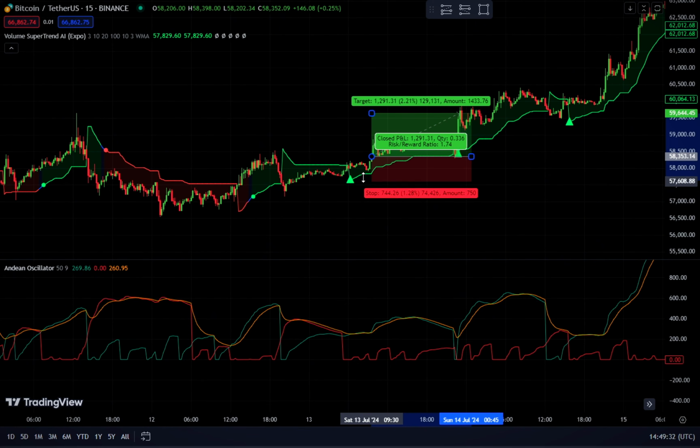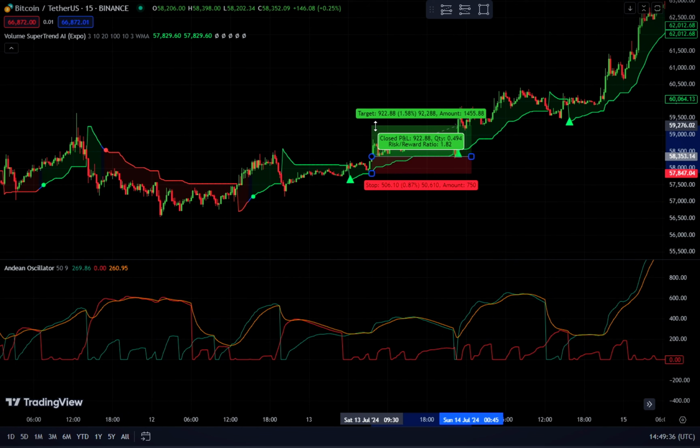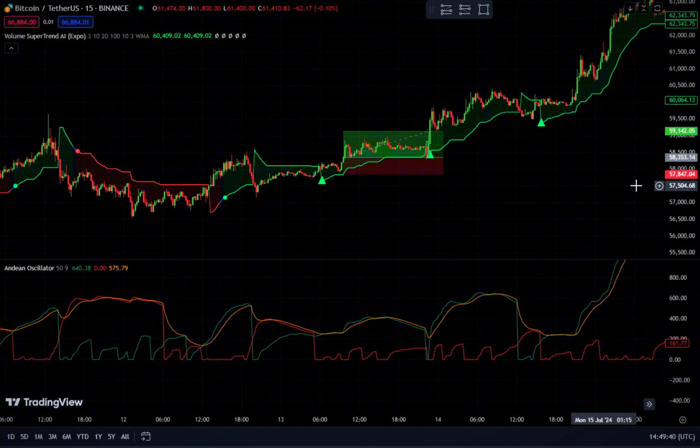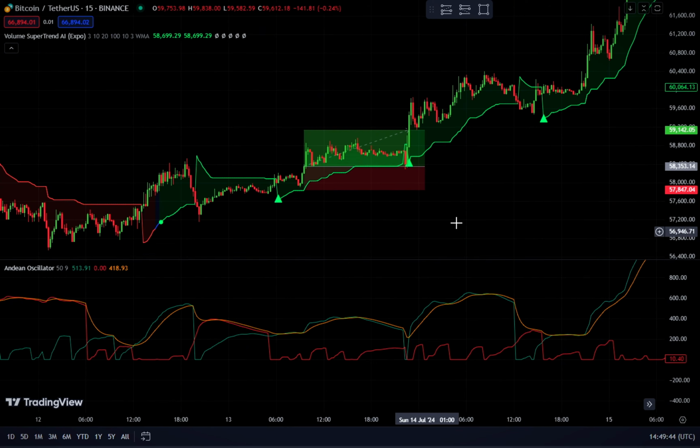If all conditions are met, you can enter a buy order after the bullish candlestick is closed. Place the stop loss at the last swing low. Use a take profit target with a risk to reward ratio of 1 to 1.5.